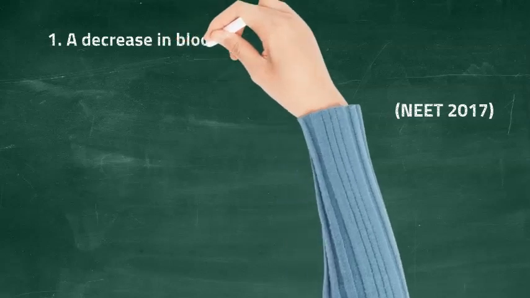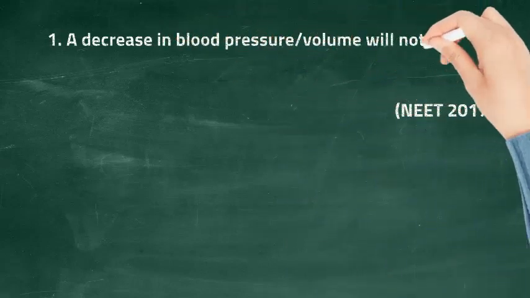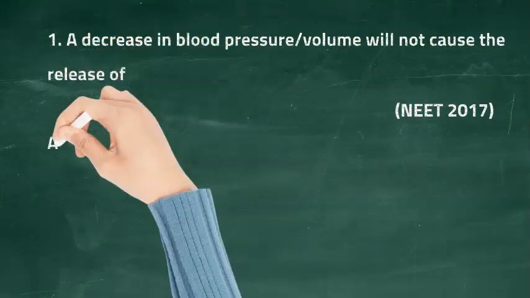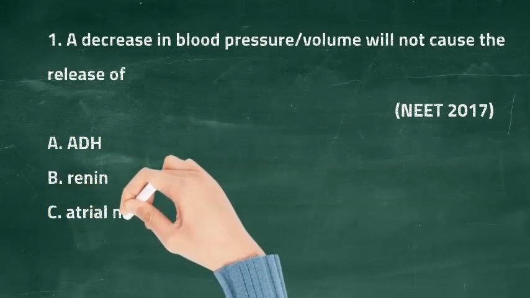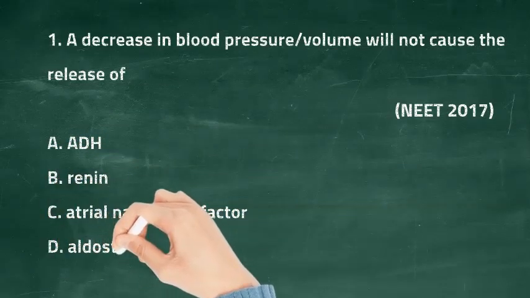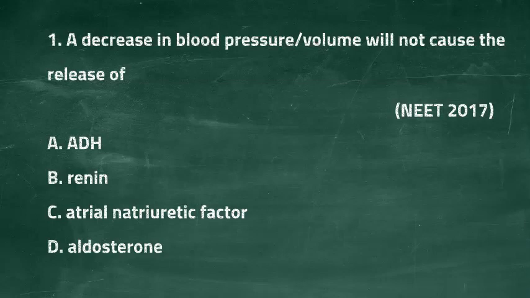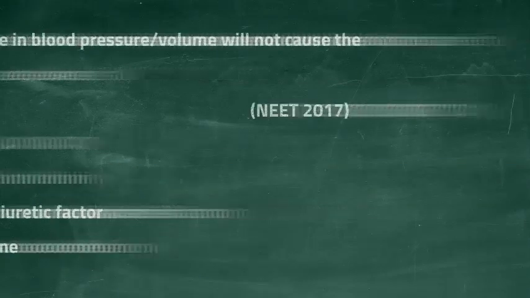Question first. A decrease in blood pressure volume will not cause the release of: option A is ADH, option B is renin, option C is atrial natriuretic factor, and option D is aldosterone. So the right answer is option C, which is atrial natriuretic factor.